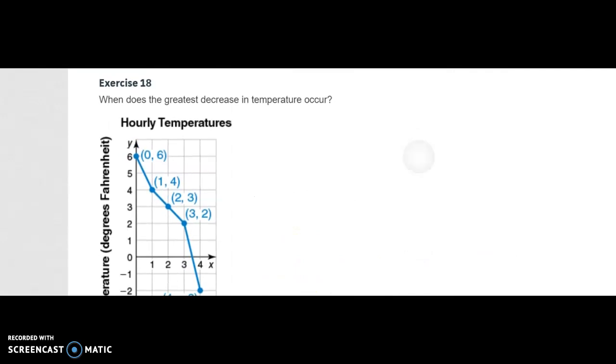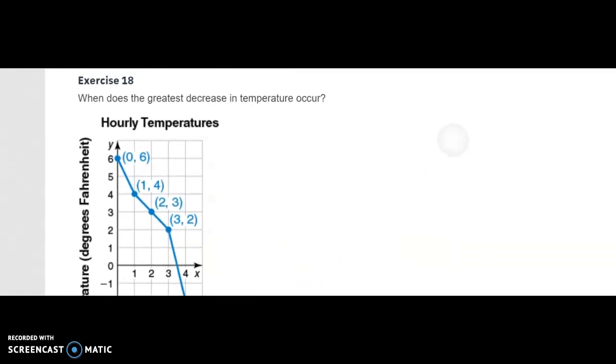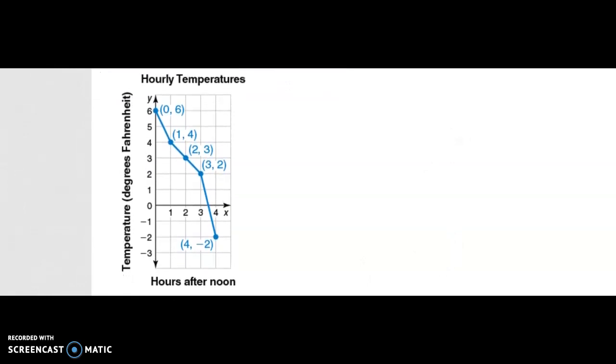Okay. So when does the greatest decrease in temperature occur? So we're looking at here, it's hours, and here's our temperature. So from hours after noon, so at 1 o'clock, from 12 o'clock to 1 o'clock, it went down 2 degrees. From 1 o'clock to 2 o'clock, it went down 1 degree. From 2 o'clock to 3 o'clock, 1 degree. So from 3 o'clock to 4 o'clock, it went down 1, 2, 3, 4 degrees. So the most the temperature went down was from between 3 and 4.